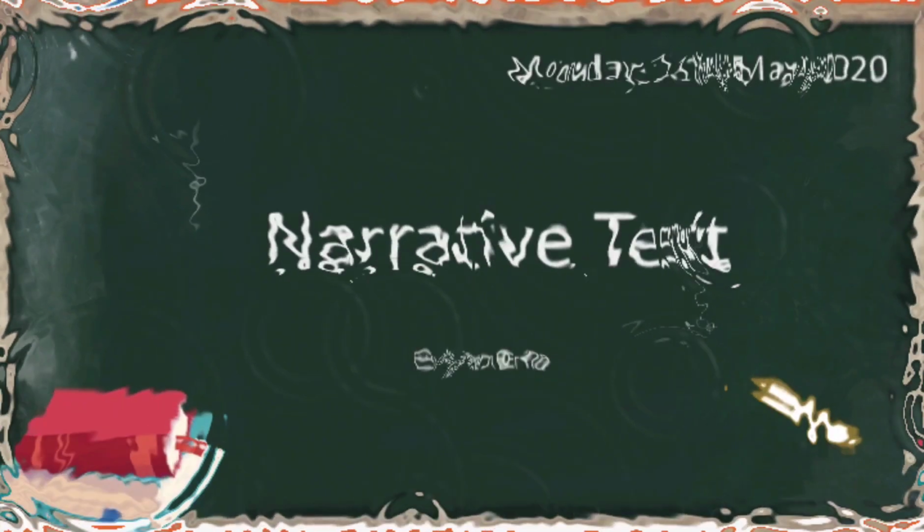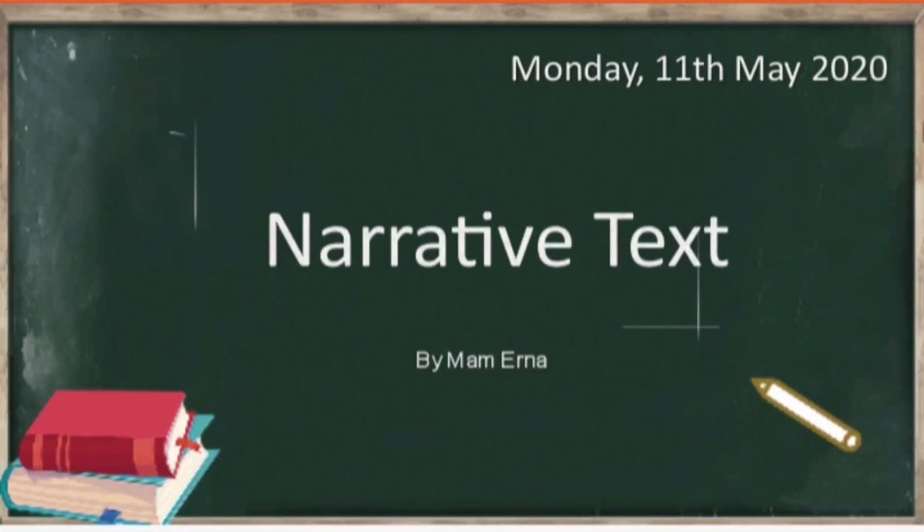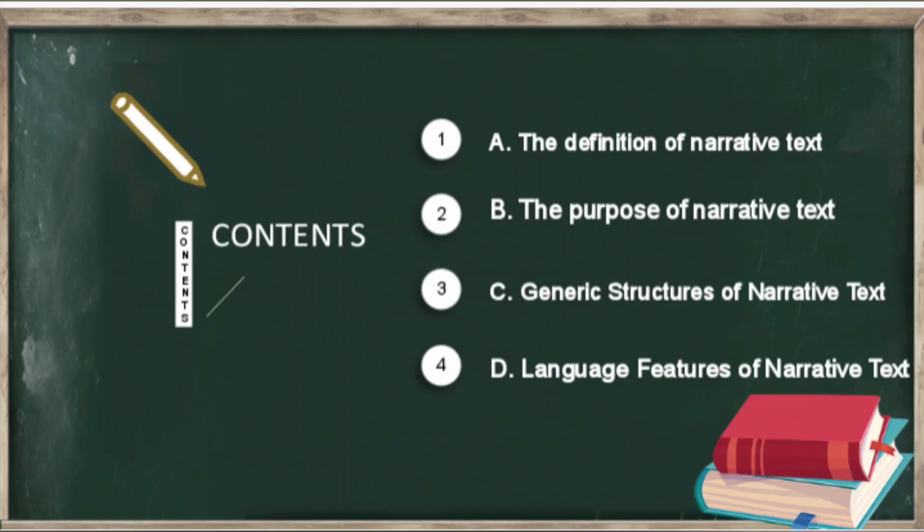And in the last video I gave you an example about narrative text. Check it out. Hey students, this is the explanation of narrative text. In narrative text, we have to know the definition, the purpose, generic structure, and the last, language features.